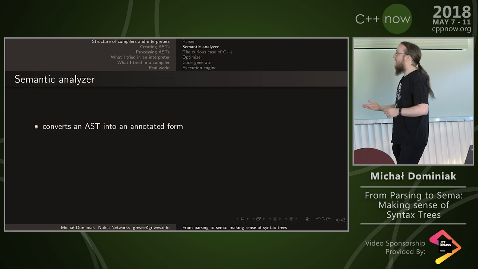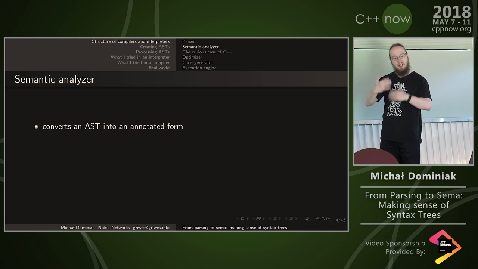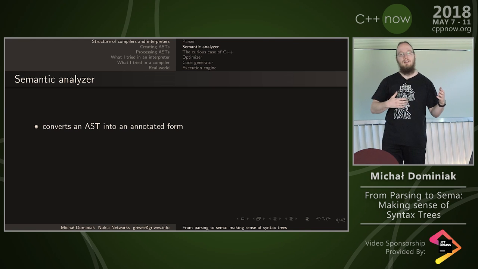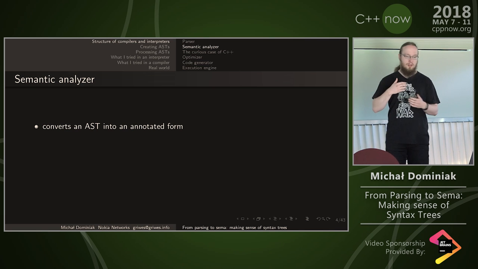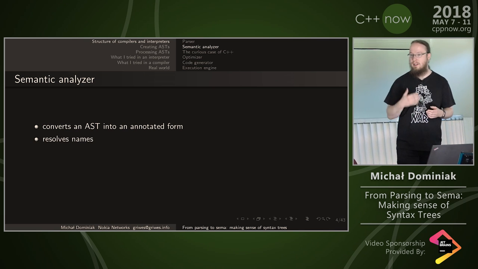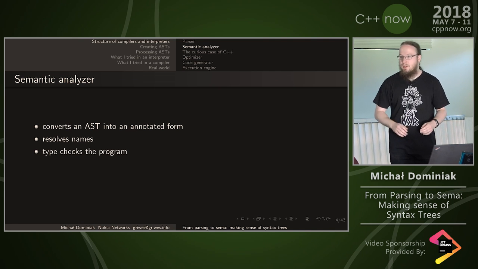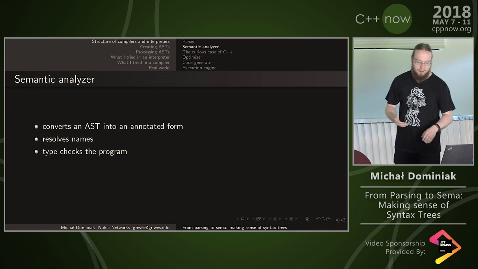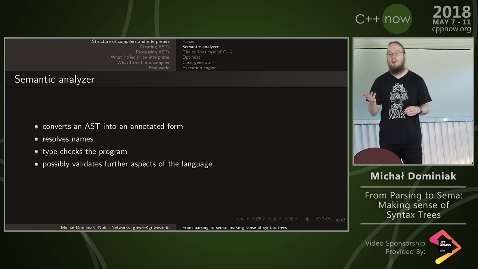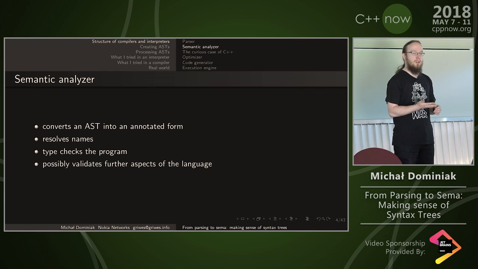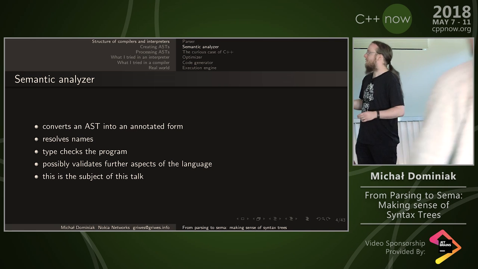All right, the next stage of the compiler is generally a semantic analyzer. So it's the part of the compiler that is going to look at the AST and is going to try to figure out what is what. So it tries to resolve the names that are included in the AST to know what token refers to what. It's going to type check our program, and possibly validates further aspects of the language. This would be like template instantiations in C++ or the borrow checker in Rust. And this is what this talk is about.